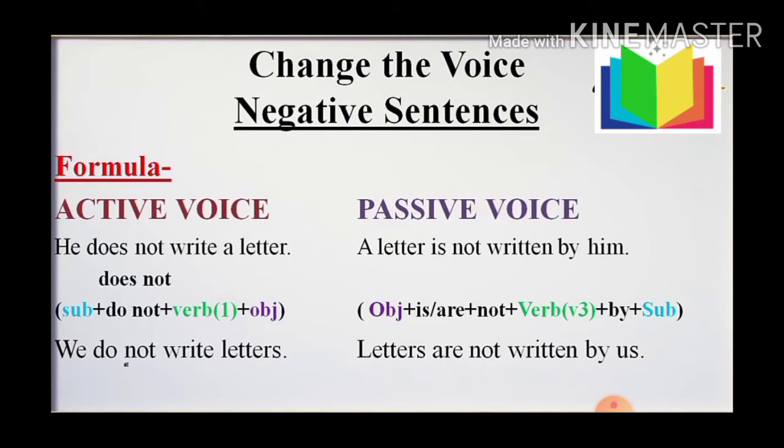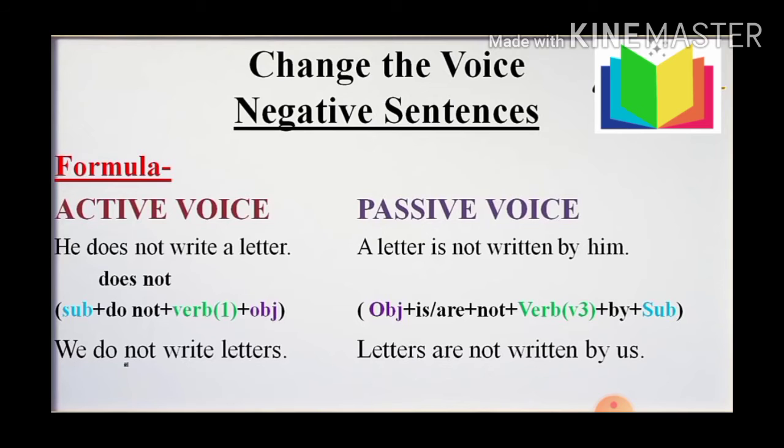Let us move towards the negative sentences. The first sentence is: he does not write a letter. A letter is not written by him. Let us see the formula. Subject, then do not or does not, it depends on the subject. Then first form of verb and then comes the object.